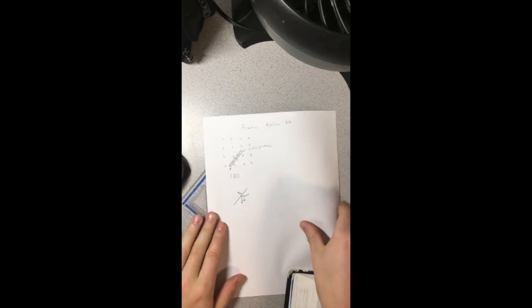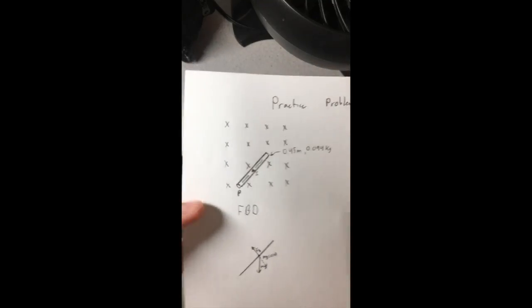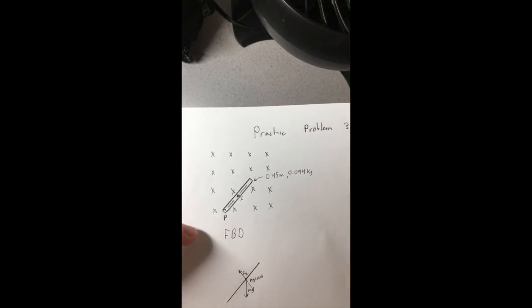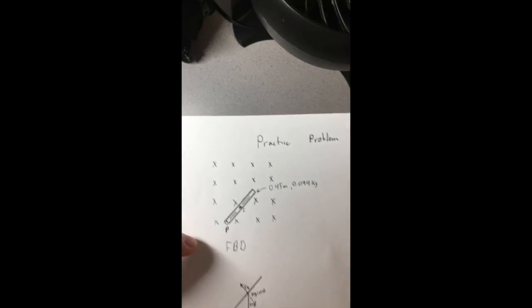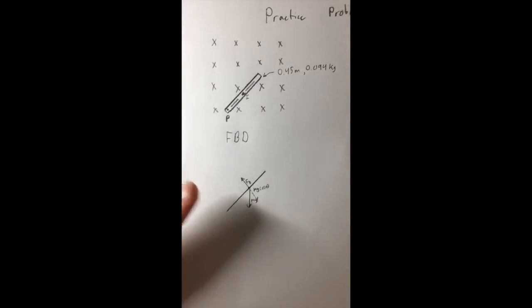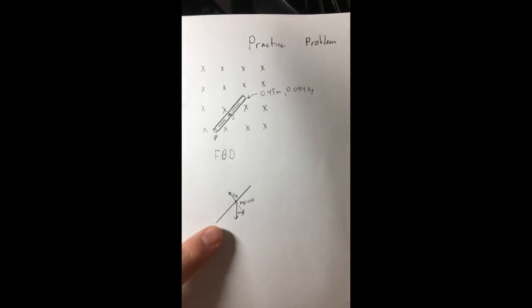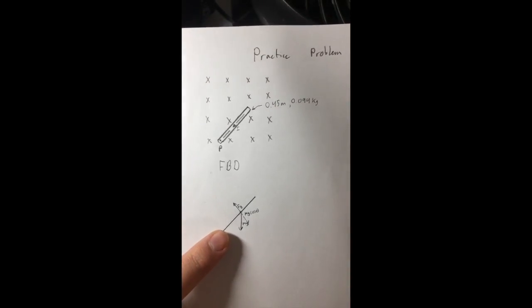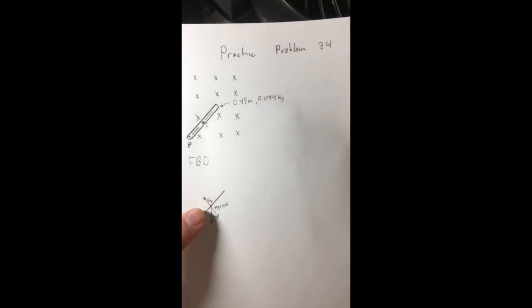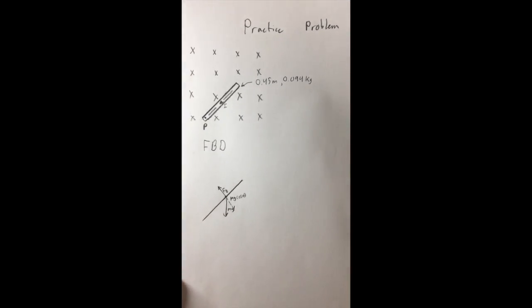So here, first of all, I have just the diagram drawn out. The rod is 0.45 meters, and 0.094 kilograms. So this is what our situation is going to look like. Then we have an FBD here, which shows all the forces acting on the rod. So we have the magnetic force going perpendicular to the rod, and the force of gravity going downwards, but there's also a perpendicular component of gravity for the rod.